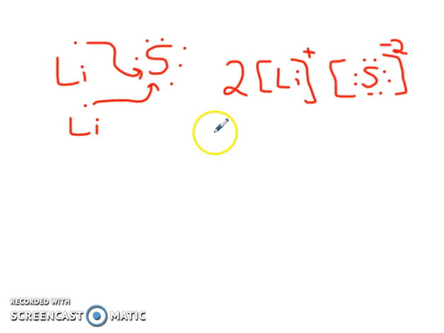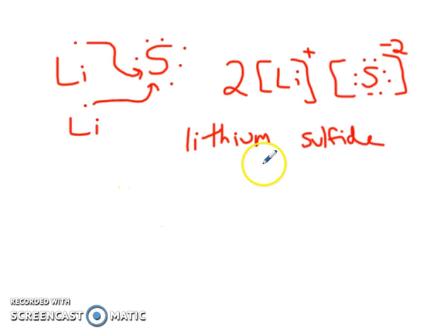Now if we wanted to give this a name, this would be lithium sulfide. Remember, the metal does not change. Lithium sulfide. And the formula, of course, would be Li2S. So this is our formation, final compound. Lithium sulfide would be the name, and Li2S would be the formula.